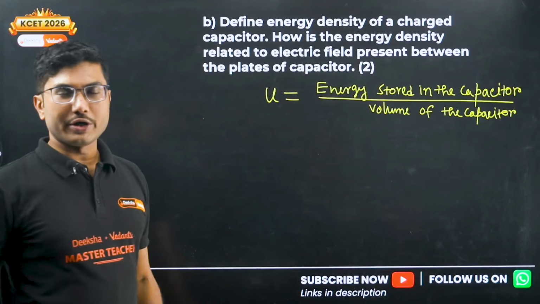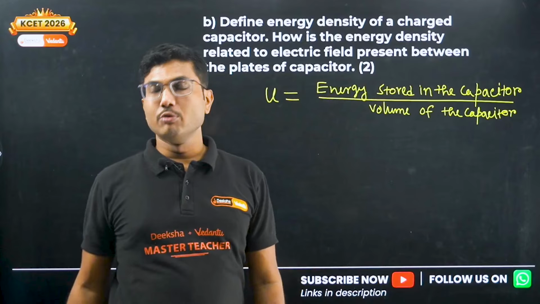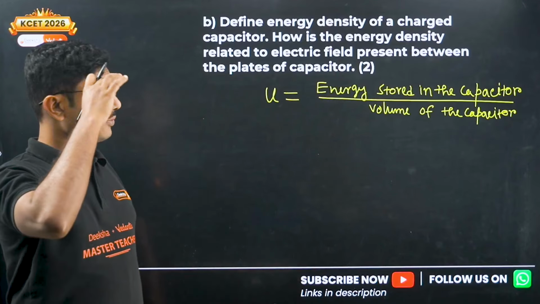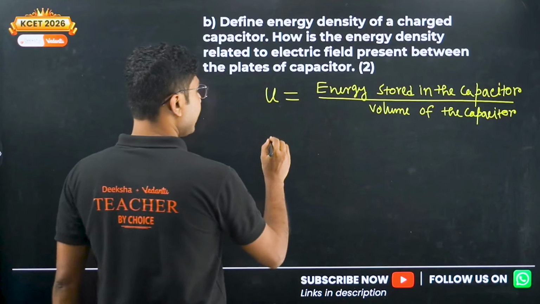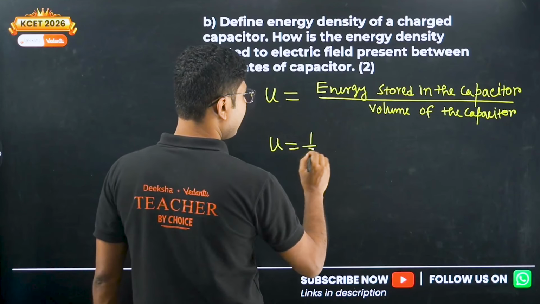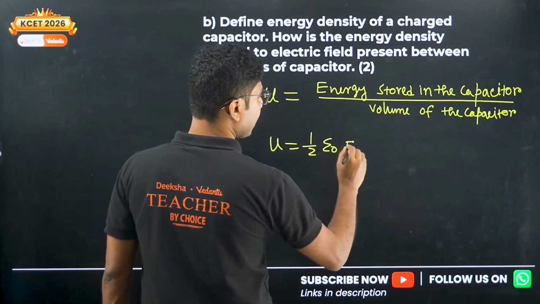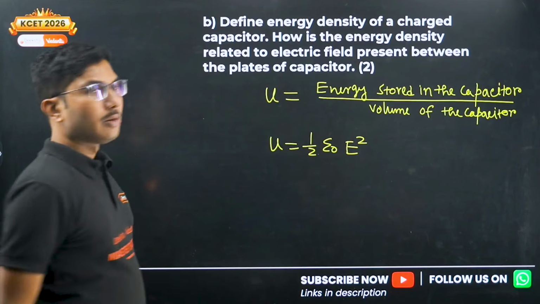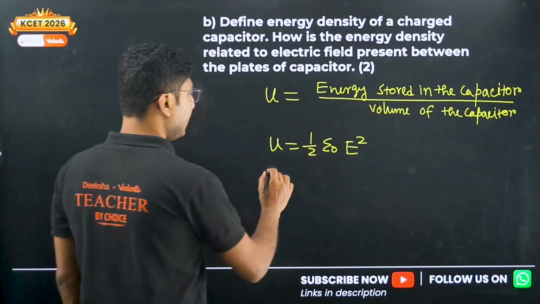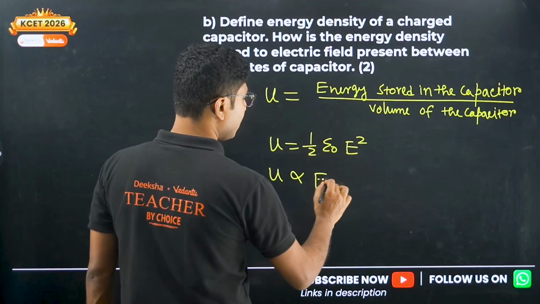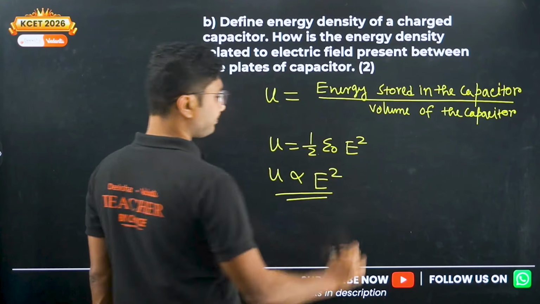So energy stored in a capacitor per unit volume is called the energy density of the capacitor, and it is denoted by small letter u. Small u is given by half epsilon naught E square. The derivation is now out of your syllabus, but this is the relationship between energy density and electric field. So energy density is directly proportional to the square of the electric field.